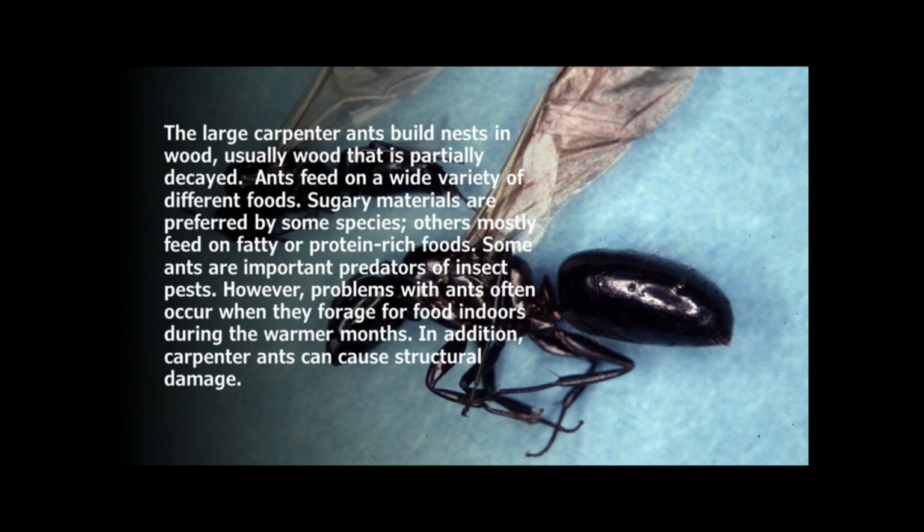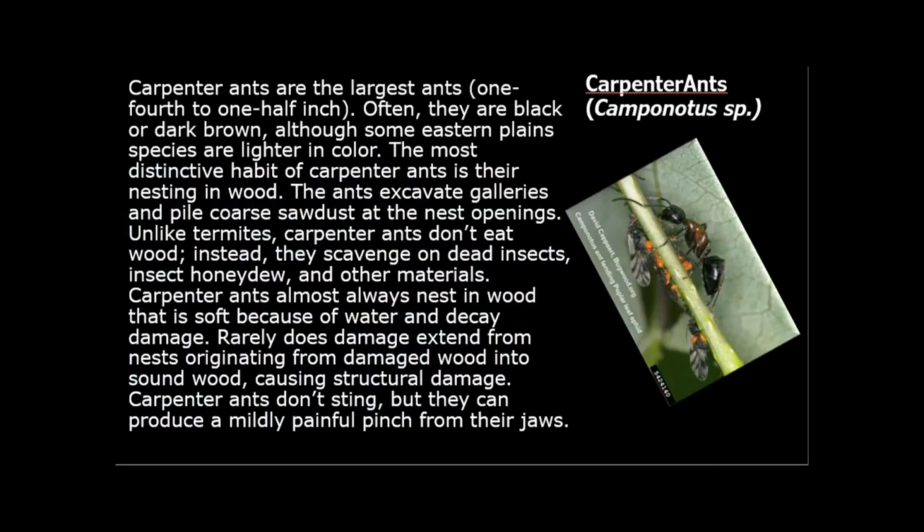Ants feed on a wide variety of different foods. Sugary materials are preferred by some species. Others mostly feed on fatty or protein-rich foods. Some ants are important predators of insect pests. However, problems with ants often occur when they forage for food indoors during the warmer months. In addition, carpenter ants can cause structural damage.